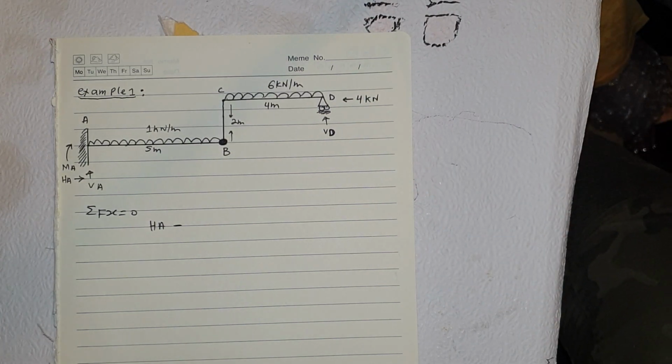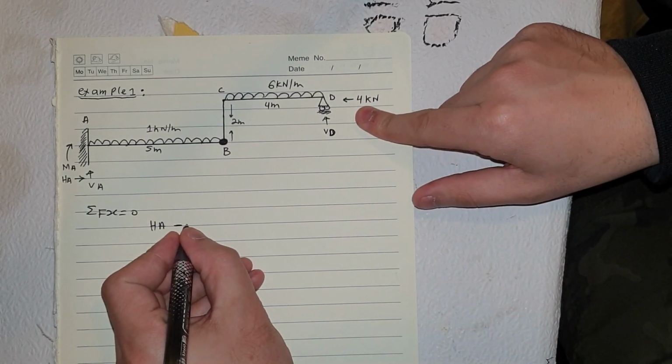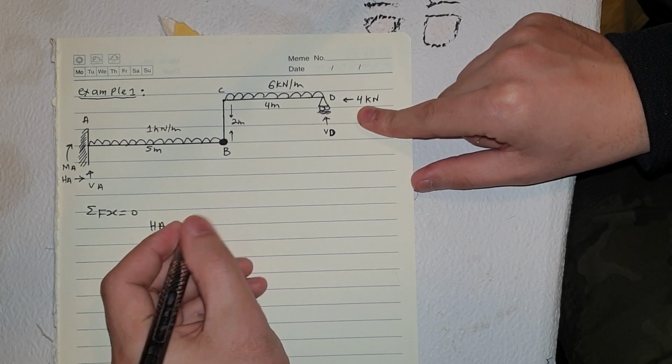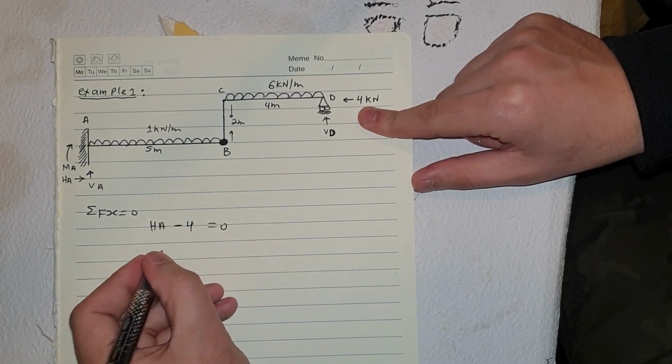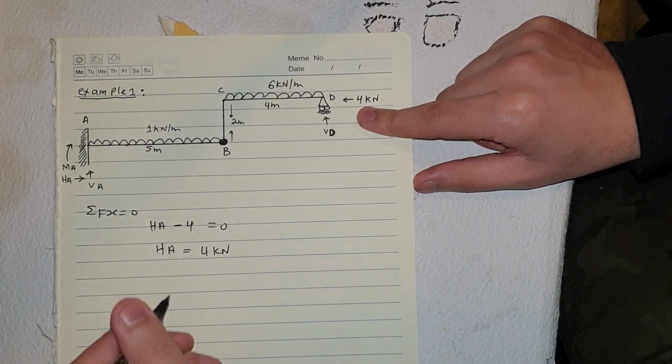So first step, you are going to calculate the summation of Fx. So HA minus 4, which is acting horizontally, is equal to 0. So the HA will be equal to 4 kilonewton.